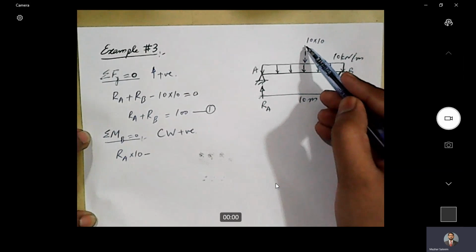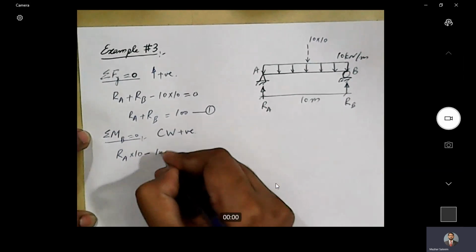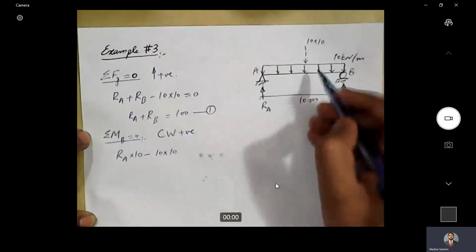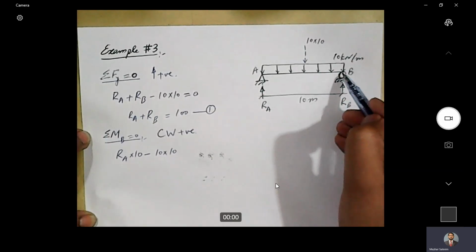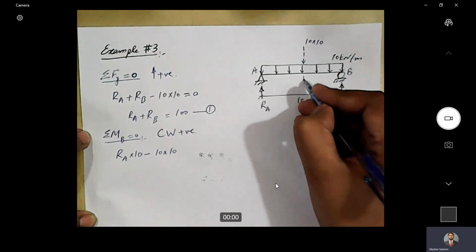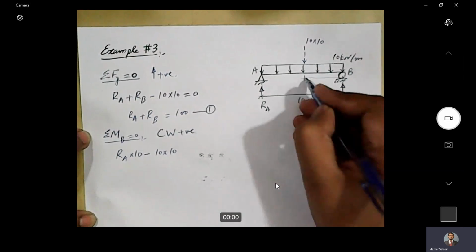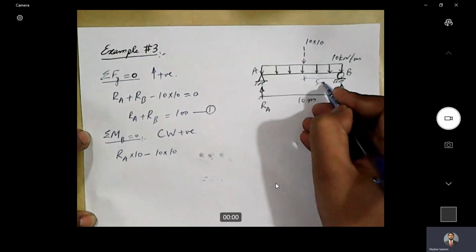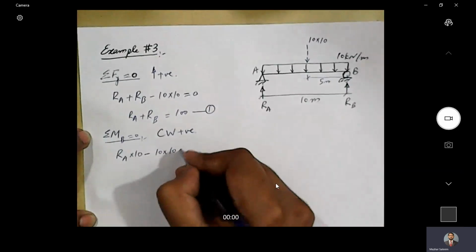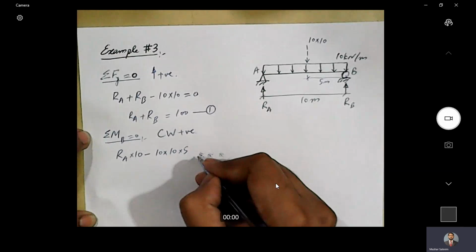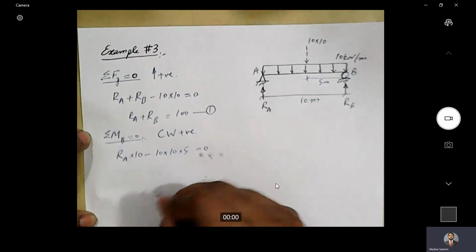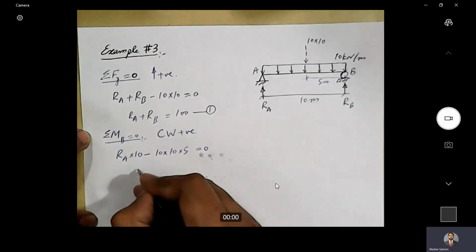How much is the magnitude of the resultant? It is 10 into 10 is the magnitude. And how much is the lever arm of this resultant with respect to point B? It is 5 meters, right? So into 5. Is there any other moment? I think no. So let's put it equal to 0.